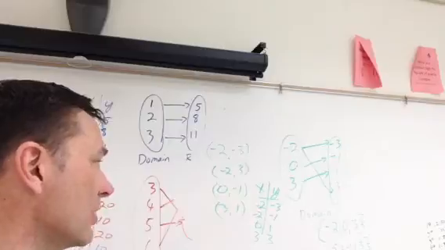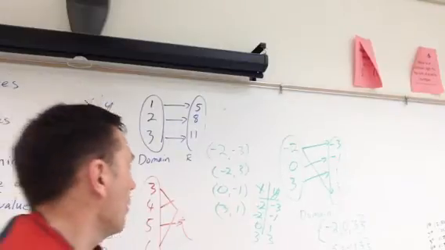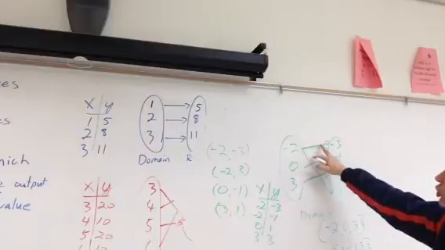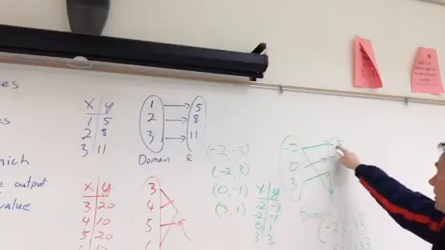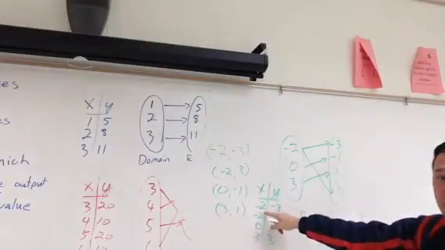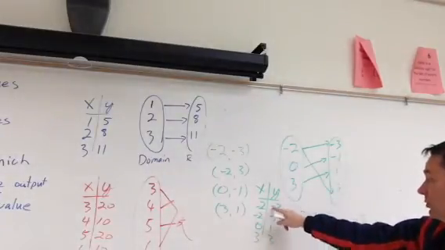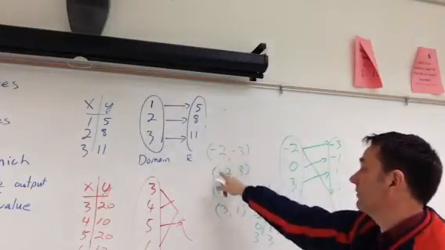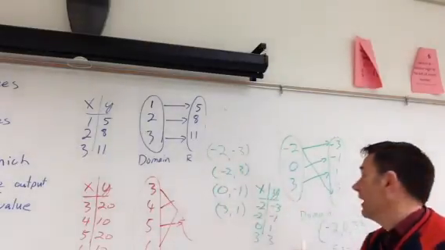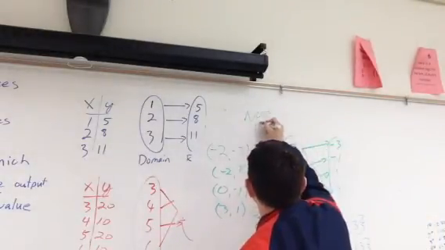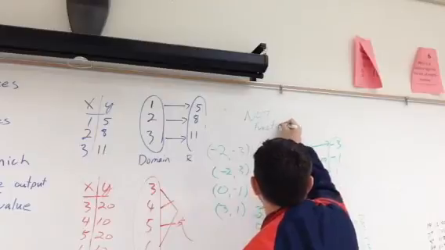Now, is this a function? Well, -2, this input has two outputs. It goes to -3 and 3. In our chart, it's listed two times with two different outputs. As an ordered pair, we're writing the -2 as our x twice. Therefore, this is not a function. Doesn't work.